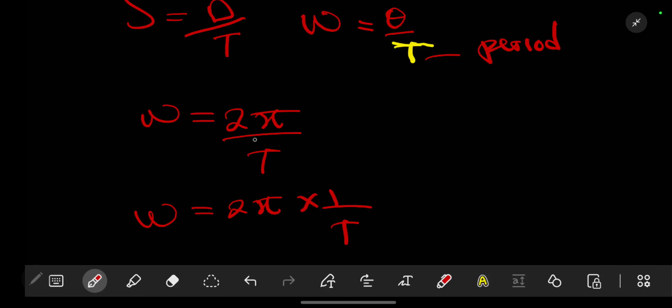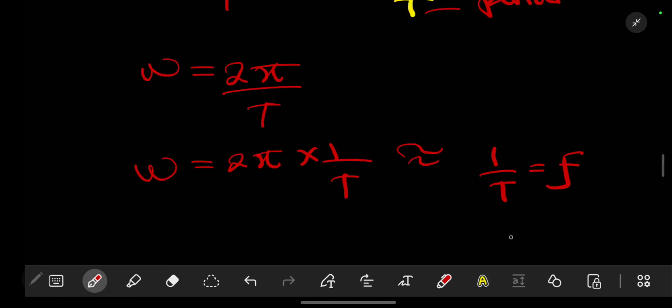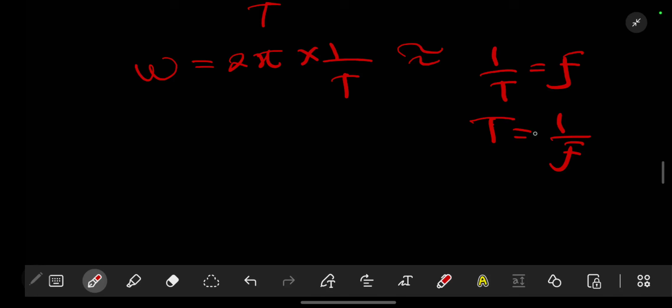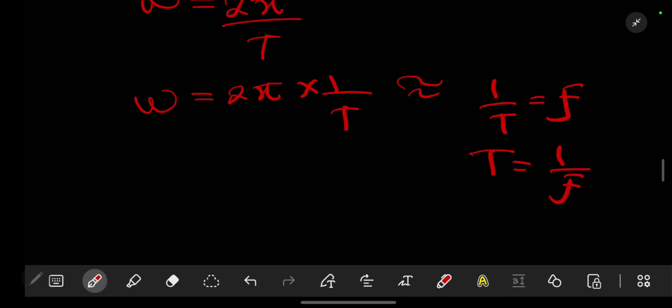1 over this is the same as 2 pi over this. Now 1 over the period is the same as having, remember, 1 over the period is equal to the frequency. Likewise, frequency is also equal to 1 over the period. Likewise, period is equal to 1 over the frequency. So they are equal to each other, they are the inverse of each other.